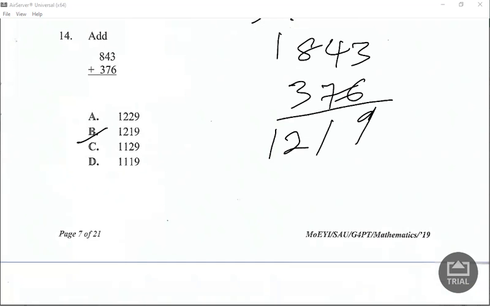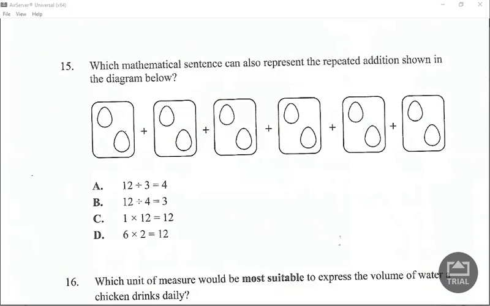Let's look at 15. Which mathematical sentence can also represent the repeated addition shown? So 2 plus 2 plus 2, that's what, 2, 4, 6, 8, 10, 12. So it's a total of 12.